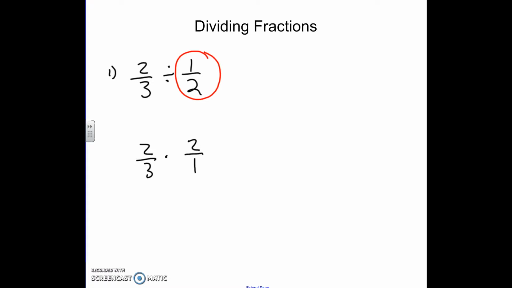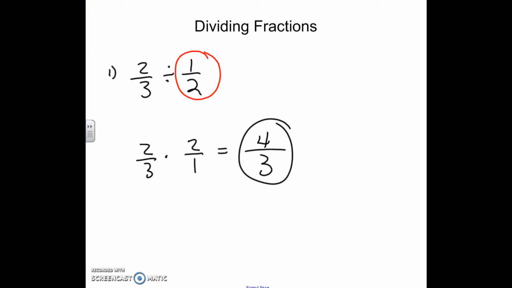To divide fractions, one more time, you multiply by the last one's reciprocal. That's how you do it. And when we multiply, we look to see if we can cross cancel. 2 and 1 won't cross cancel, and 2 and 3 won't cross cancel. So I multiply straight across. Numerator times numerator. 2 times 2 gives me 4. Denominator times denominator. 3 times 1 gives me 3. My answer is 4/3. So 2/3 divided by 1/2 is 4/3.